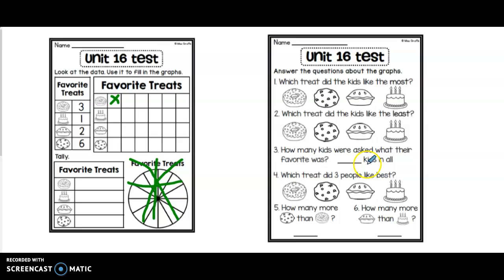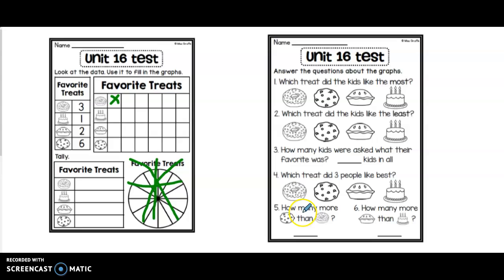And then it says blank kids in all. So they're asking you for a total. How many kids voted total? Number 4, which treat did three people like best? And then number 5 is asking how many more cookies than donuts? And number 6 is asking how many more pies than cakes.